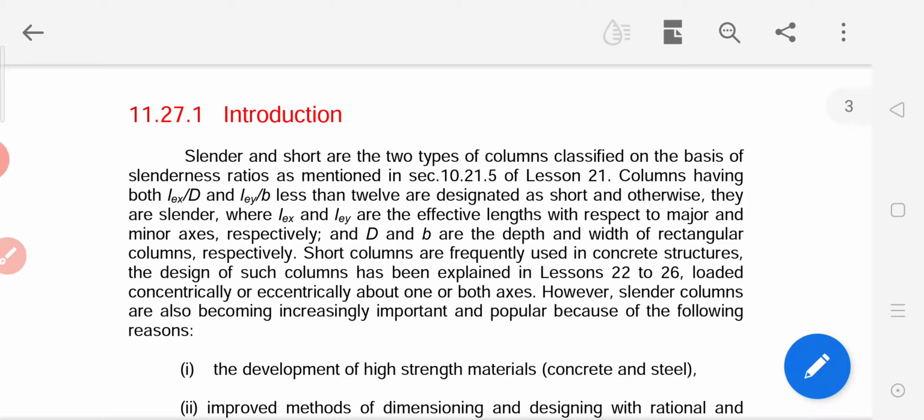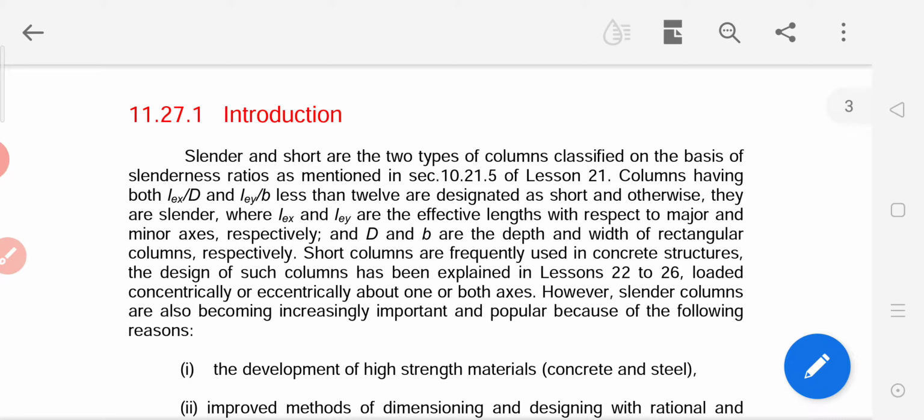Columns having both LEX upon D and LEY upon B less than 12 are designed as short column. Otherwise, they are long columns, also called slender columns. Where LEX and LEY are the effective lengths with respect to major and minor axis respectively, and capital D and small b are the depth and width of the rectangular column respectively.